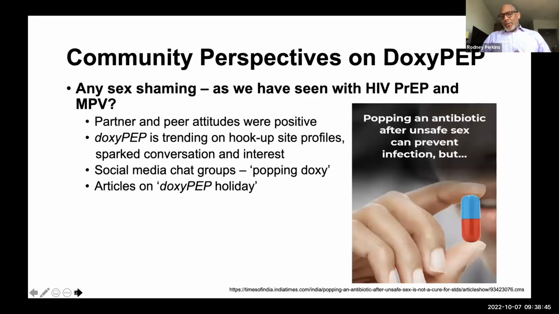With regards to any sex shaming, as we've had with HIV, PrEP, or monkeypox, for the most part, I would say I think we're on the way. I would put it that way, because basically partner and peer attitudes were positive. No one really had any issues with regards to the partners that they shared that they were taking it with.